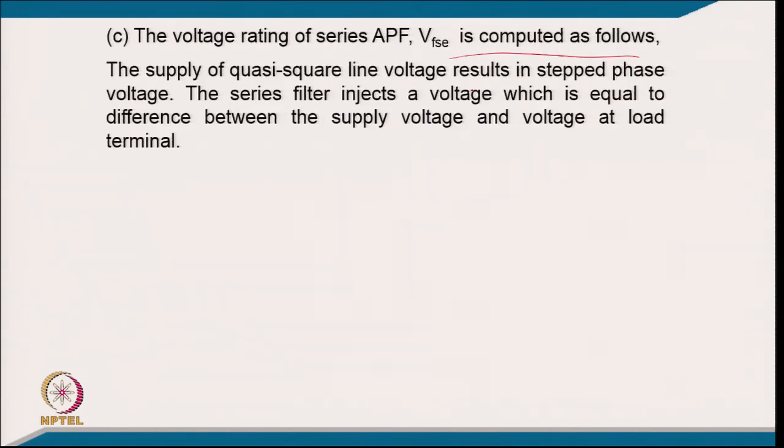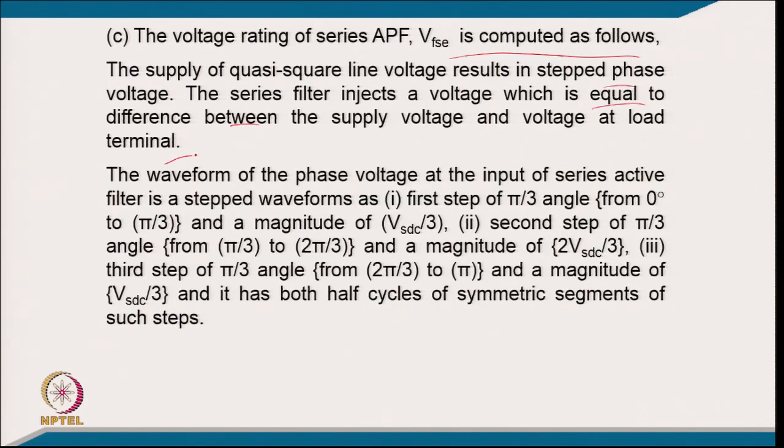The supply of quasi square wave line voltage results in a stepped phase voltage, and the series filter injects the voltage which is equal to the difference between the supply voltage and the voltage across the load terminal. The waveform of phase voltage at the input of the series active filter is a step waveform: as a first step, pi by 3 angle from 0 to pi by 3 and magnitude of VDC by 3. The second step is from pi by 3 to 2 pi by 3 with a magnitude 2 VDC by 3, and the third step is pi by 3 angle from 2 pi by 3 to pi with magnitude of VDC by 3, and it has a symmetric segment of such a step in the other half cycle.